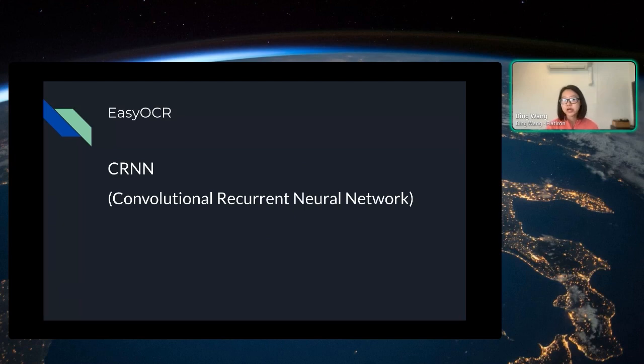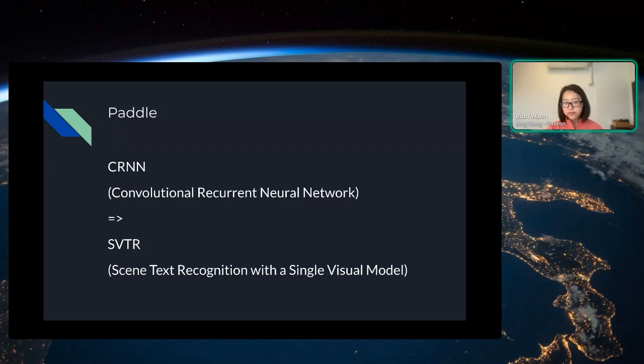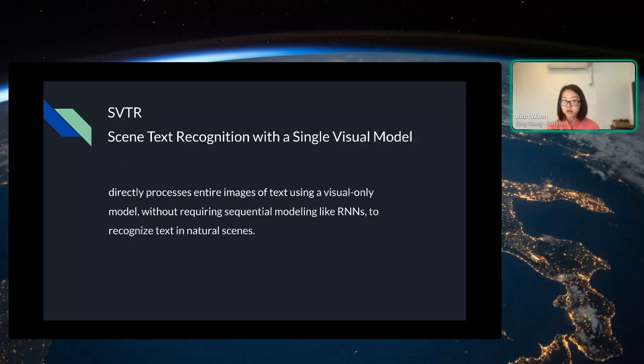The same with Easy OCR. It also uses CRNN under the hood. The only model that uses a very different architecture under the hood is Paddle. Paddle 1 and 2 also use the CRNN, but starting from Paddle 3, they are using this new kind of architecture called scene text recognition with a single visual model. As you can tell from the name, it's a single visual model, so it has CNN under the hood only, without the need for sequential modeling.